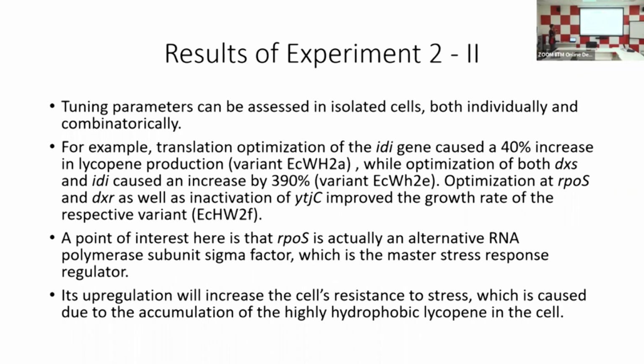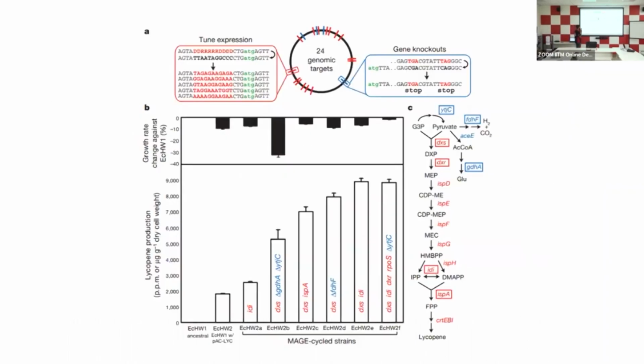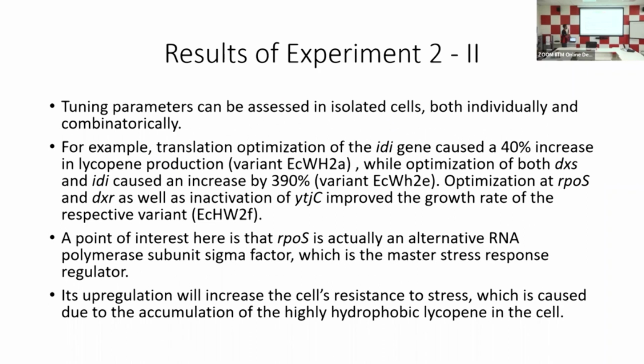Secondly, tuning parameters can be assessed in isolated cells. So which optimization of which gene, along with which gene, causes the maximum lycopene production can also be assessed in isolated cells. For example, the IDI gene, which was one of the enzymes. In this variant, ECHW2A, only the IDI gene was optimized, which caused a 40% increase in production, while the optimization of both DXS and IDI genes caused an increase by 390%.